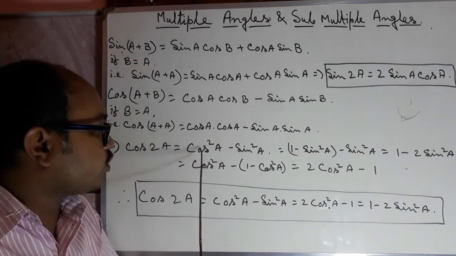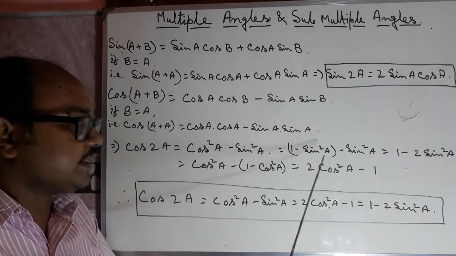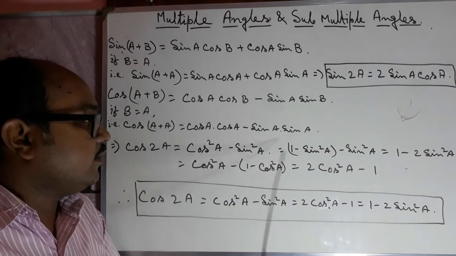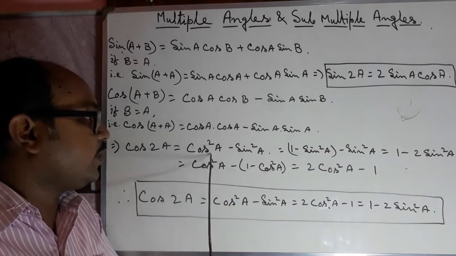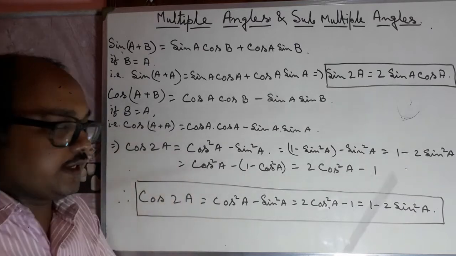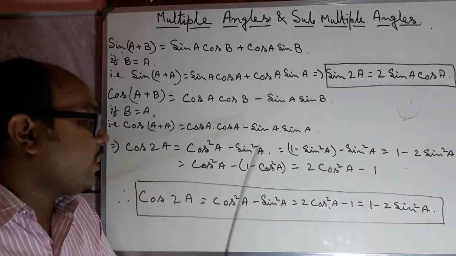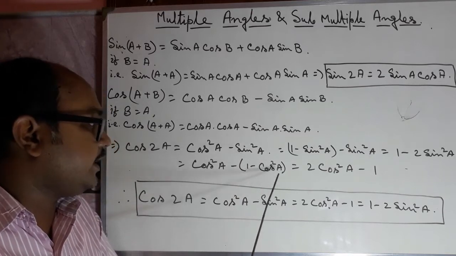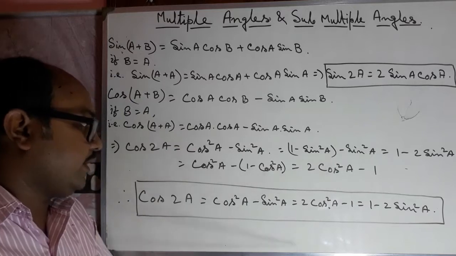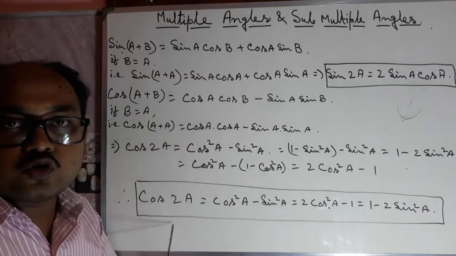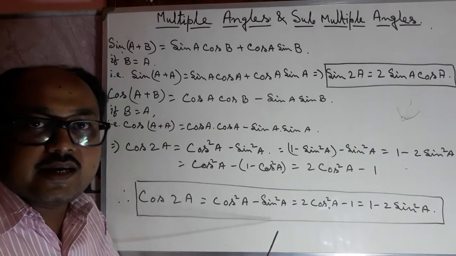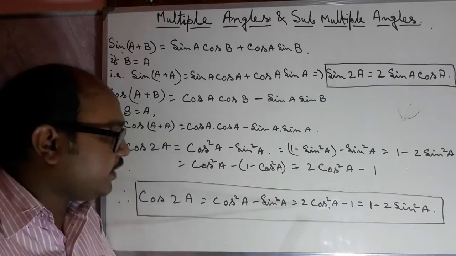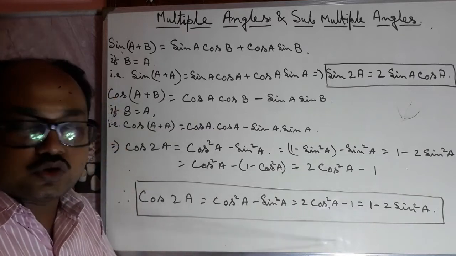Now if this cos square a is written in the form 1 minus sin square a, we know sin square a plus cos square a is equal to 1. So cos square a can be written 1 minus sin square a, then it will be converted to 1 minus 2 sin square a. And similarly if we write this sin square a in terms of cos, that is 1 minus cos square a, it will be 2 cos square a minus 1. So what we got, what is the formula of cos 2a? That is cos square a minus sin square a, 2 cos square a minus 1, or 1 minus 2 sin square a. Any one of these three can be used.